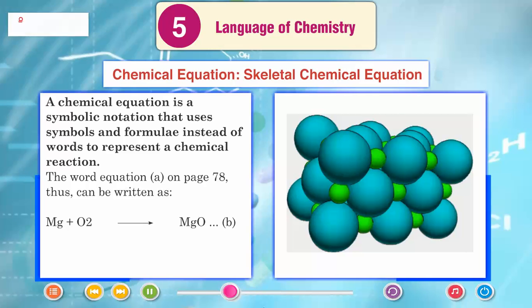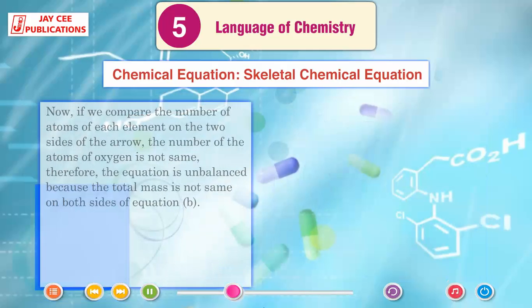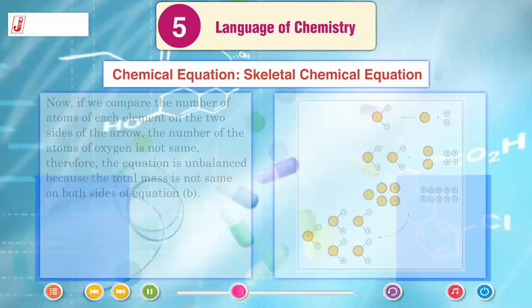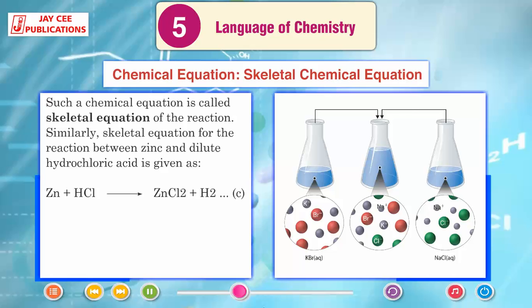The word equation A on page 78 thus can be written as Mg plus O2 gives MgO. Now if we compare the number of atoms of each element on the two sides of the arrow, the number of atoms of oxygen is not the same, therefore the equation is unbalanced because the total mass is not the same on both sides of the equation. B. Such a chemical equation is called a skeletal equation of the reaction.